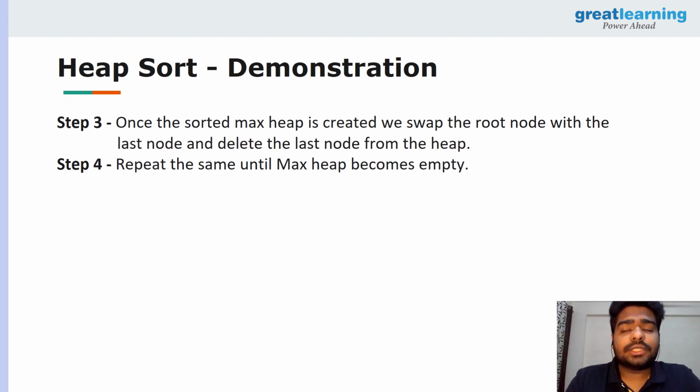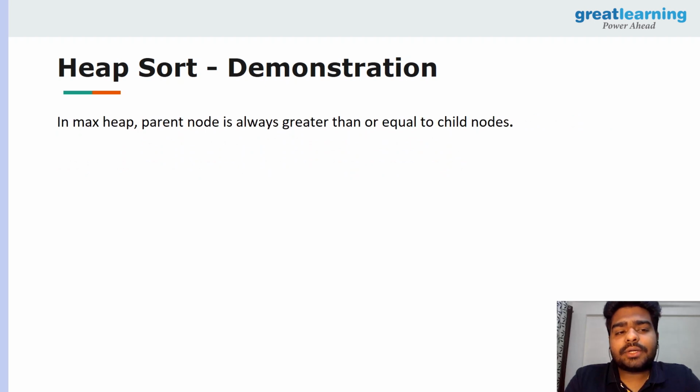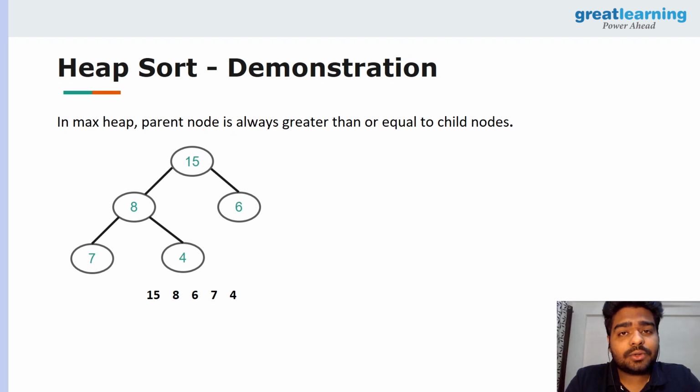Let's quickly do this. Remember I told you that in a max heap the parent node is always greater than or equal to the child nodes. Now see, I have swapped this 8 with 7. Now can you tell me if everything is in order and it's a perfect max heap? Yes, we can say that it's a perfect max heap because all my parent nodes are greater than the child nodes. So what is step 3 now?